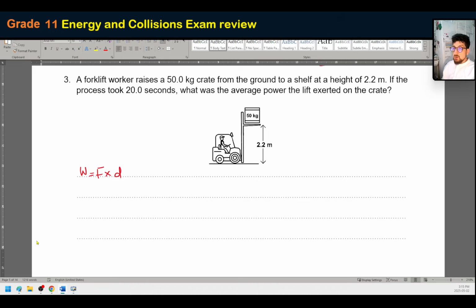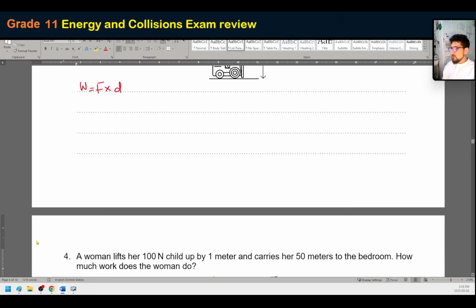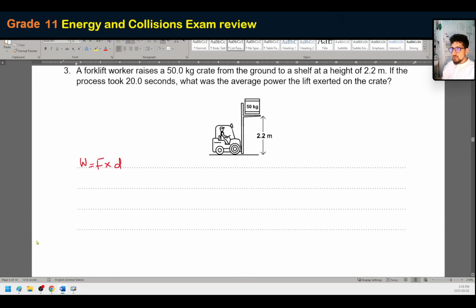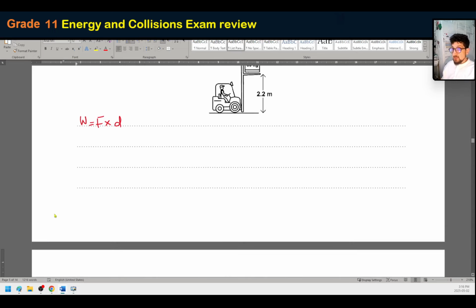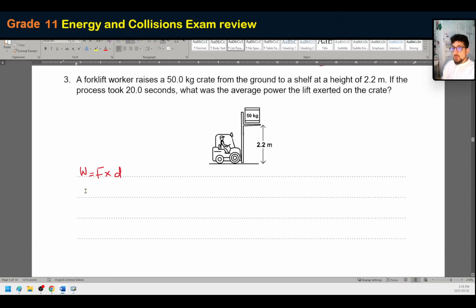The reason why we don't have cosine theta in this case is because there's no angle. It is in the same direction as the movement, and so since the force is in the same direction as the movement, we don't have to worry about the angle, and as a matter of fact, there is none. So work is equal to force times distance, and that's going to equal, I need to change the color.